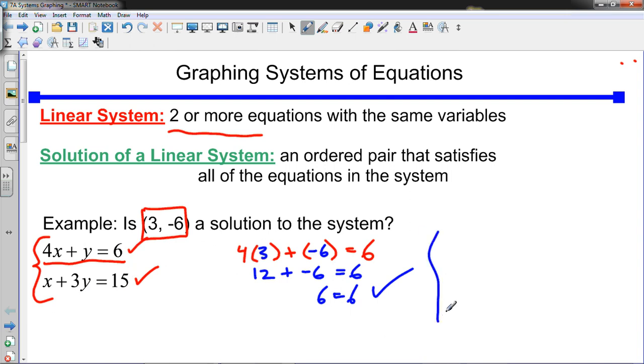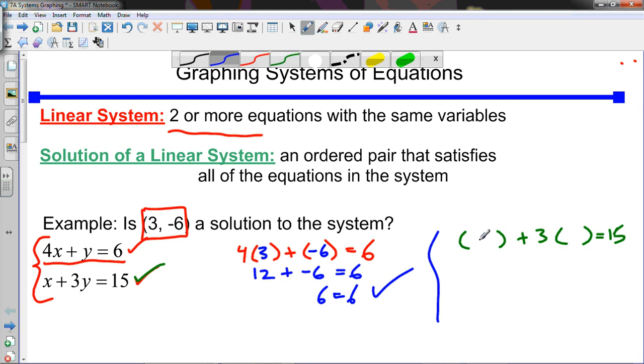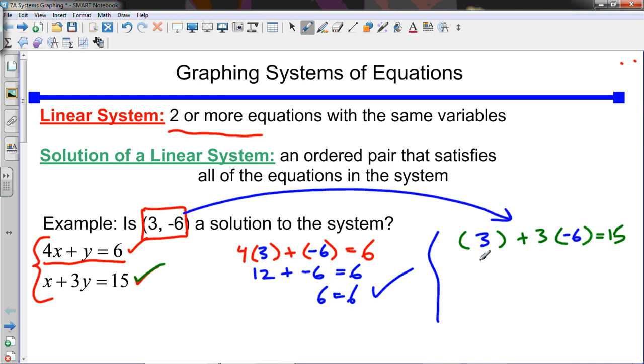Okay, so let's go ahead and do it again over here. I'll do it in a different color. I'm doing this equation right here now. So we have x plus 3y equals 15. And again, I'm going to plug in the same point, 3 comma negative 6. So we have 3 minus 18. Does that equal 15? Well, what we have here is negative 15. Does that equal 15? And we're going to say no.